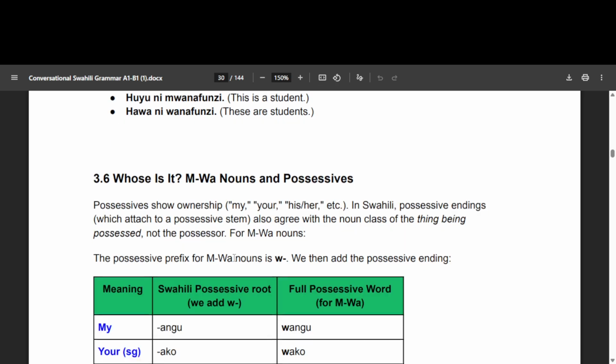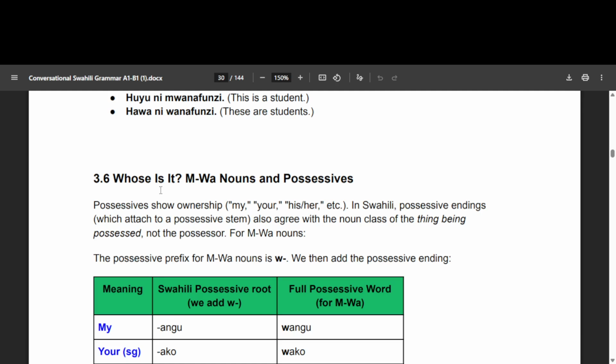But for those examples that I gave, I combined the noun with the demonstratives, with the adjective, and I added the verb at the end, if you noticed. And I kept the agreement of the M-wa class.